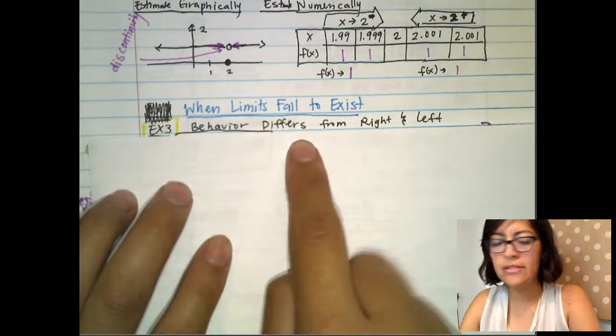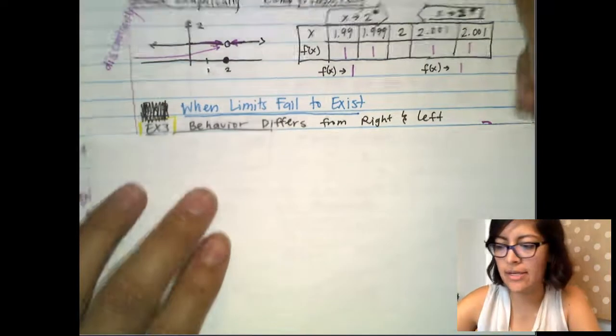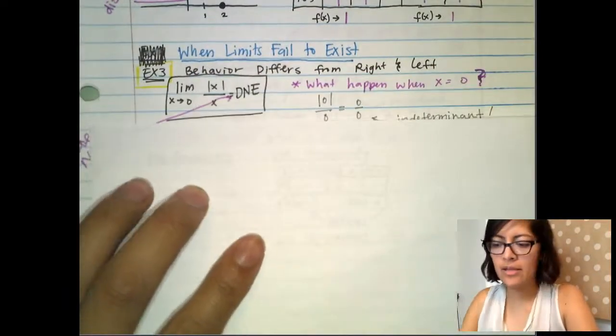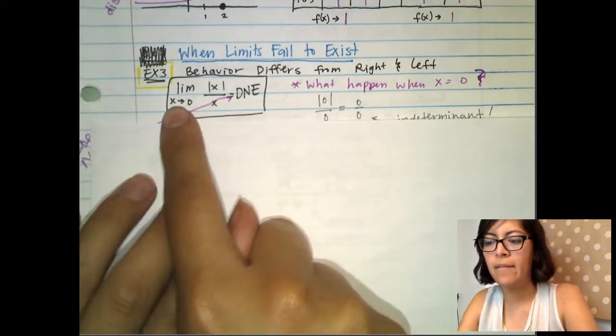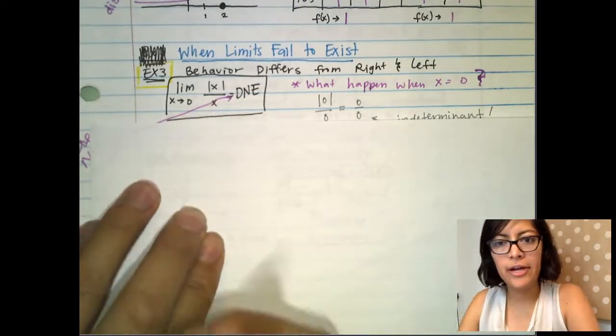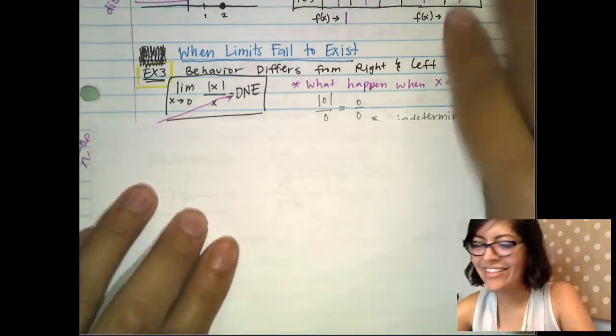It's when the behaviors differ from the right-hand side and from the left-hand side, similar to the ones that you guys did in the homework. So this is our example. It is the limit as x approaches 0 of... oh man, I gave you guys the answer already. It doesn't exist. I'll let you know it doesn't exist, but let's see why.